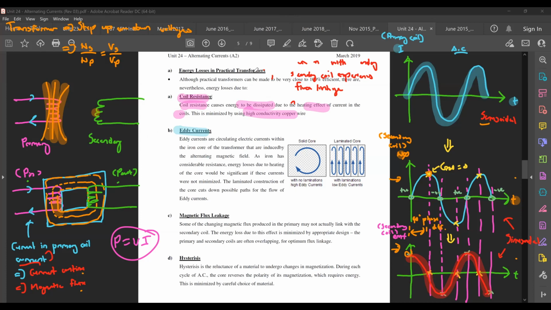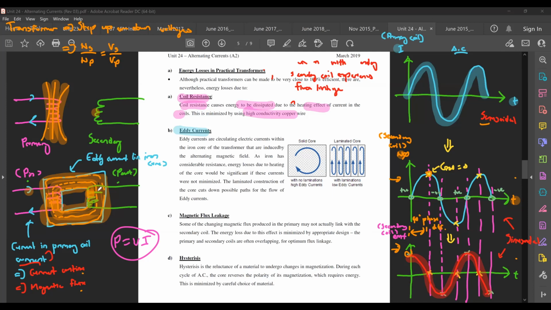So now what actually are eddy currents? In your transformer, you would have eddy currents inside your iron core. So how does eddy current come about in the first place? Just now I mentioned to you that your magnetic flux from your primary coil will link to your secondary coil. And as your current varies in the primary coil, it causes the magnetic flux to change. Since your magnetic flux links with the secondary coil, the secondary coil experiences a change in flux linkage. Therefore, you have EMF as well as induced current.